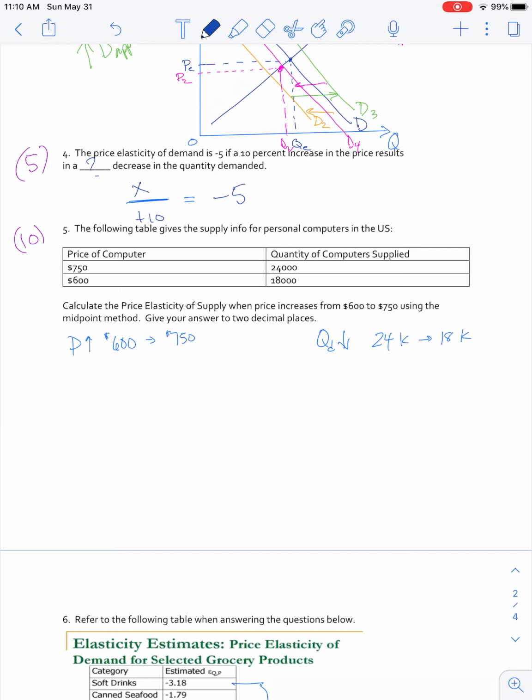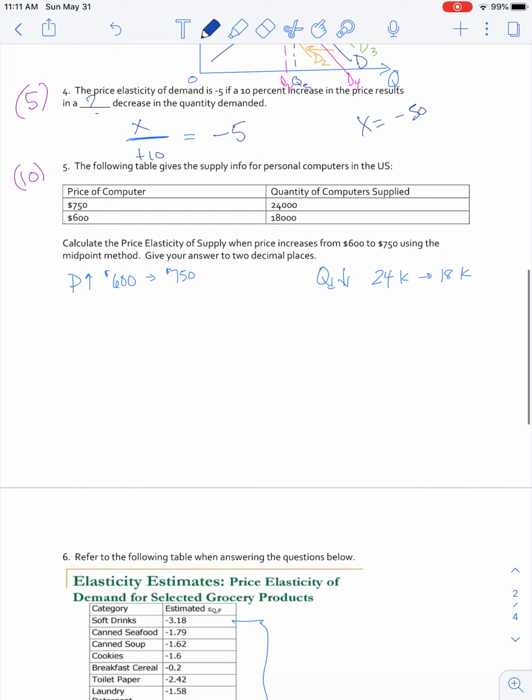So you can use algebra and multiply both sides by 10, and you'd get X equals -50, right? And that would make sense, right? Because -50 over +10 equals -5. It's an equal sign there. So what we need, the decrease in the quantity demanded has got to be 50%. That's what would give you a -5 for your price elasticity of demand. That is very elastic, right? Highly sensitive to price.